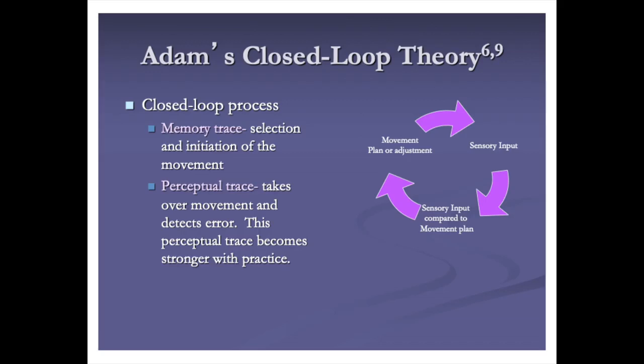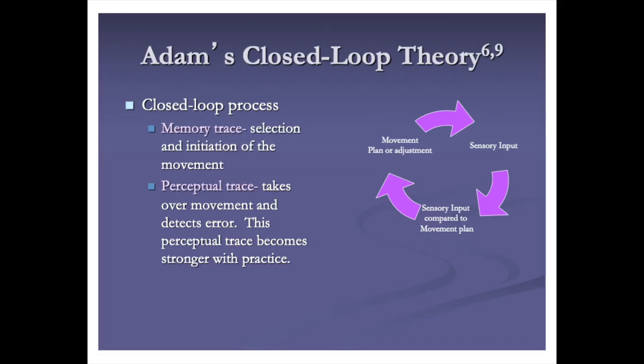One of the first very well applied theories as far as motor learning would be Adam's closed loop theory. And Adam's closed loop theory has two types of memory or traces. So it leaves two types of traces in our memory. The first is called a memory trace, and that is the trace that you use to select and initiate the movement. The second trace is called a perceptual trace, and that actually detects error and then will take over the movement to improve it. So the perceptual trace actually will become stronger and stronger with the movement.